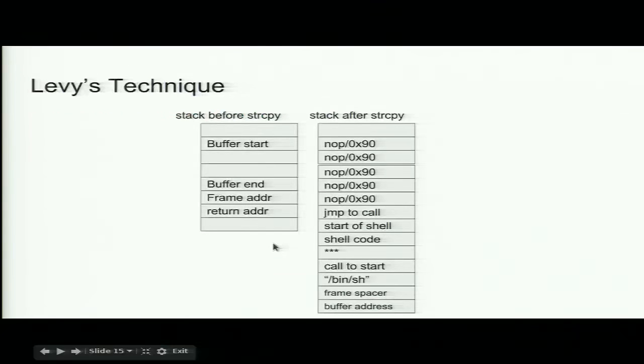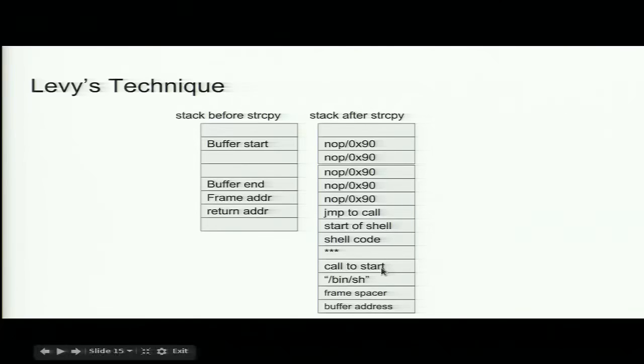So basically, this is a technique. You have the stack before your strcpy, which has a buffer and an end. After it comes the frame address, then the return address. We'll see this over and over. What we're trying to do is put some no-ops in there so that we have our shell code. These are the leading no-ops. This is our jump, this is his trick: jump to this call, which comes here.